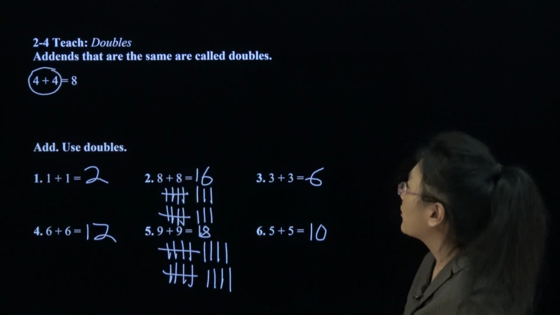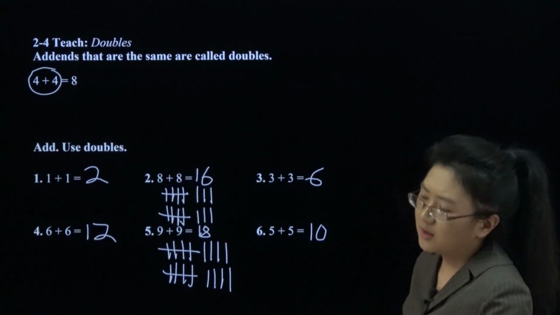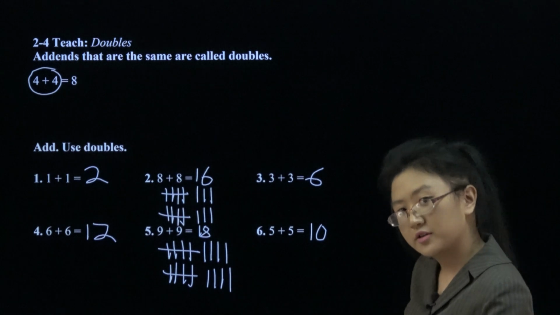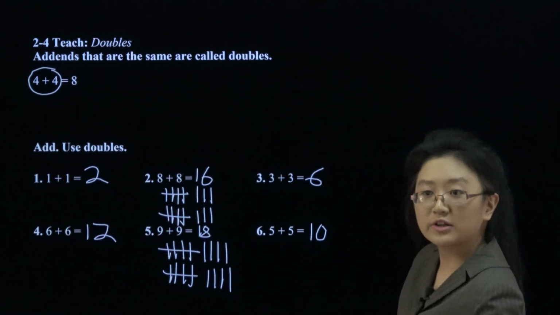Anyhow, so that's doubles. Now, what about things that are nearly doubles? Well, they aren't doubles, but they're nearly doubles. So the next section is near doubles.